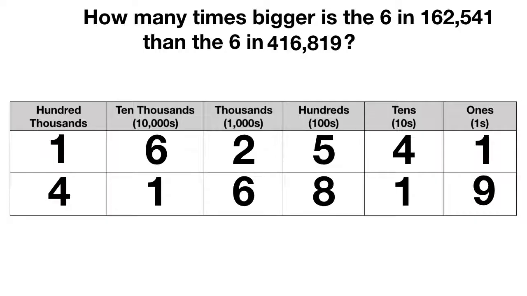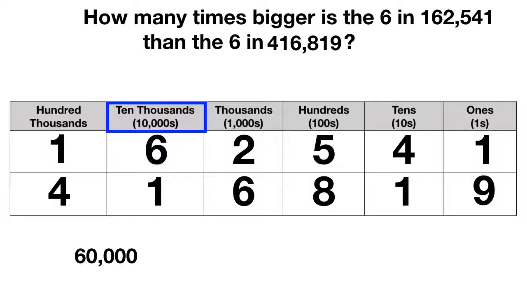Now, in the first number, what place value is the 6 in? Well, in 162,541, the 6 is in the 10,000s. 6 10,000s has a value of what? 6 10,000s has a value of 60,000.